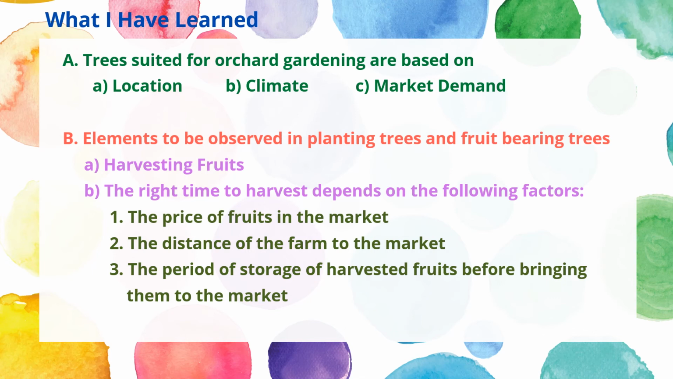Trees suited for orchard gardening are based on location, climate, and market demand. And remember the elements to be observed in planting trees and fruit-bearing trees. On harvesting fruits, the right time to harvest depends on the following factors: the price of fruits in the market, the distance of the farm to the market, and the period of storage of harvested fruits before bringing them to the market.